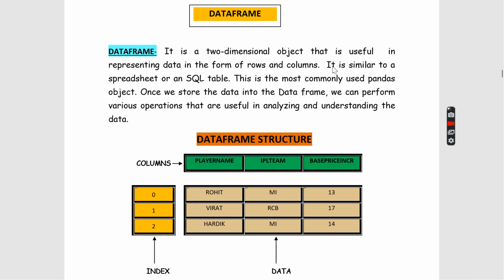What is a matrix? In SQL Server you could understand, right? In SQL Server, if you see here, these are all called rows. This is the 0th row, first row, second row, and these are all called columns. So player name, IPL team, base price, INCR. So this one is called a data frame structure. It is similar to SQL Server.